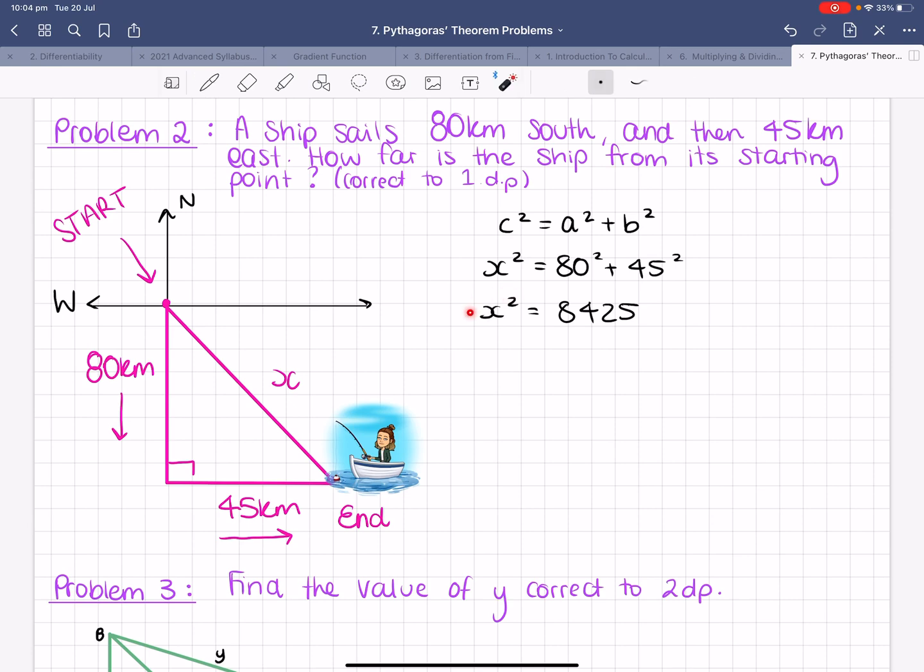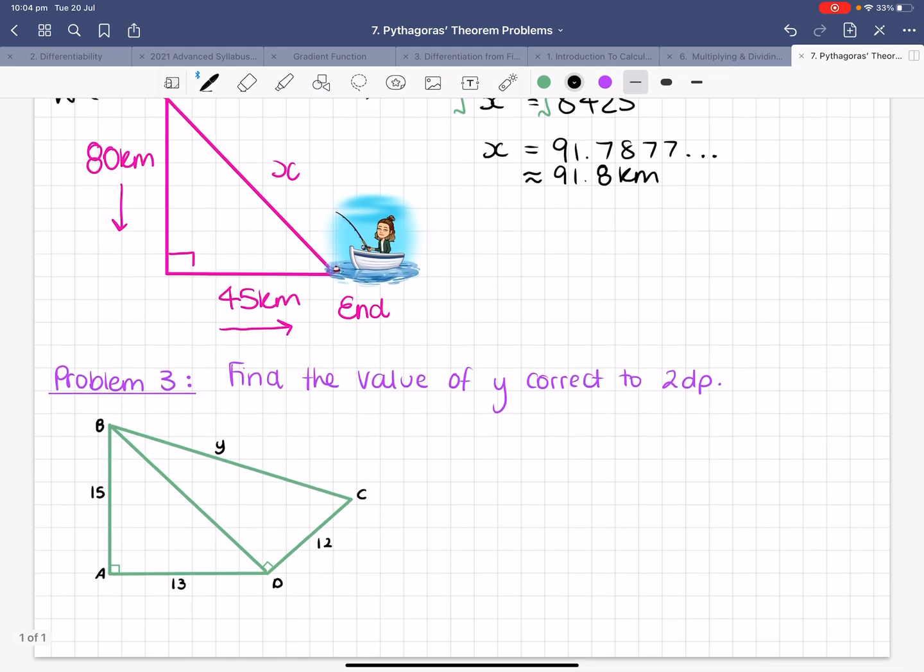But we don't want x squared, we want x. So remember, we take the square root of both sides, if that helps you. And the square root of 8,425 is obviously 91.7877... And because we want it to one decimal place, we're going to round it to 91.8 kilometres. Perfect.